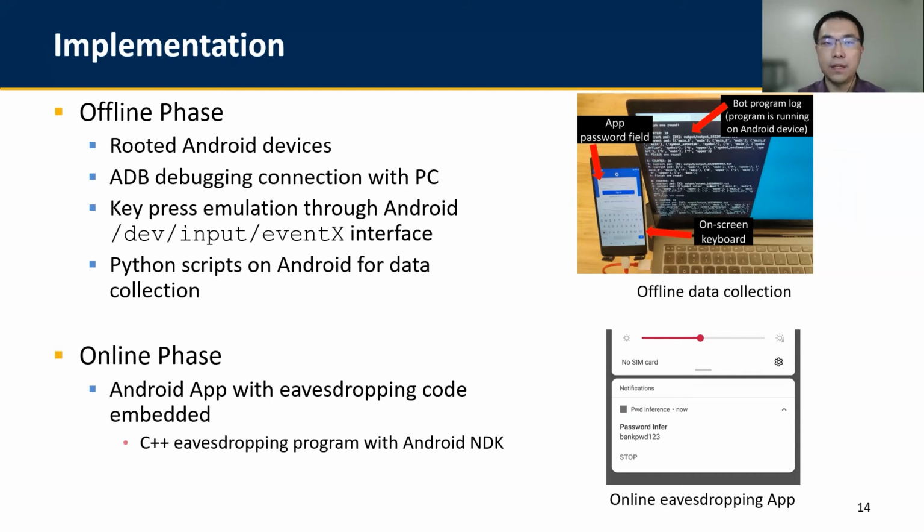For the online phase, we build an Android app that embeds our eavesdropping program written in C++. The eavesdropping result is then displayed in the notification bar or silently sent out using the internet.